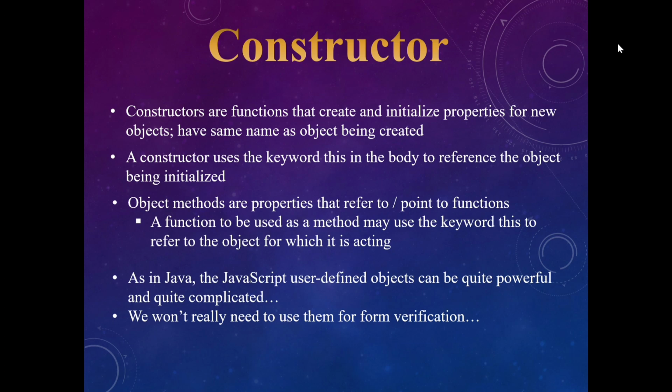Object methods are properties that point to functions. A function used as a method may use the keyword this. This is to refer to the object on which it is acting. As in Java, JavaScript user-defined objects can be quite powerful and quite complicated. We won't really need to use them for form verification.